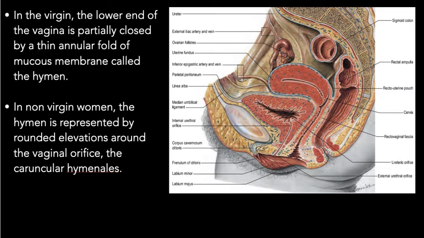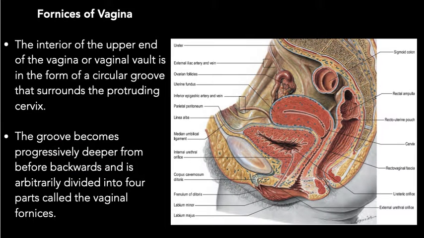Right. In a virgin, the lower end of the vagina is partially closed by a thin annular fold of mucous membrane called the hymen, whereas in non-virgins, this hymen is represented by rounded elevations around the vaginal orifice called the caruncular hymenalis. However, in females who are athletes or who undergo some physical training, this hymen can also be represented by rounded elevations.